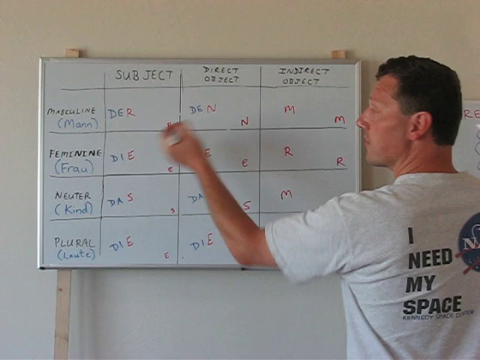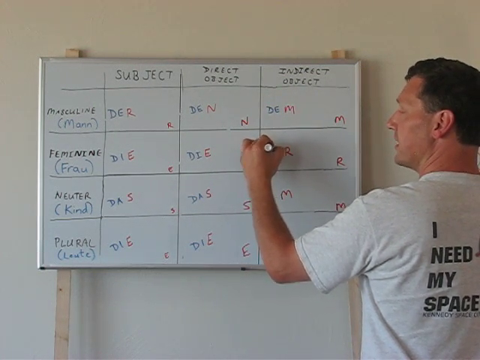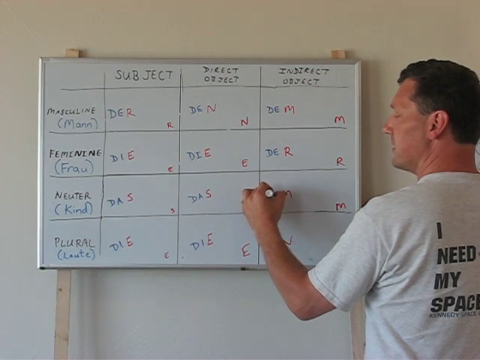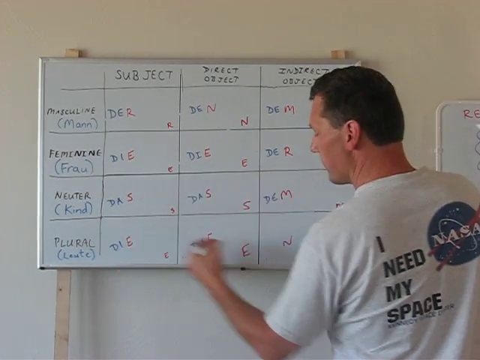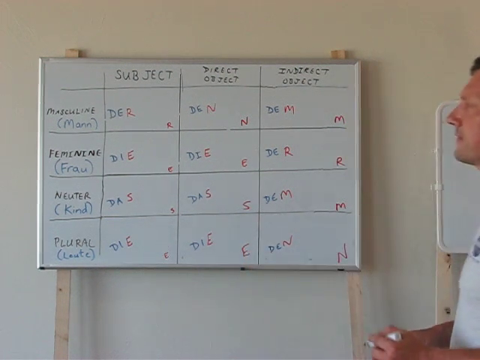Alright. When you give the man a cookie, you give dem Mann einen Keks. You give der Frau einen Keks. You give dem Kind einen Keks. When you give the people a cookie, you give den Leuten einen Keks. Alright, so far so good.